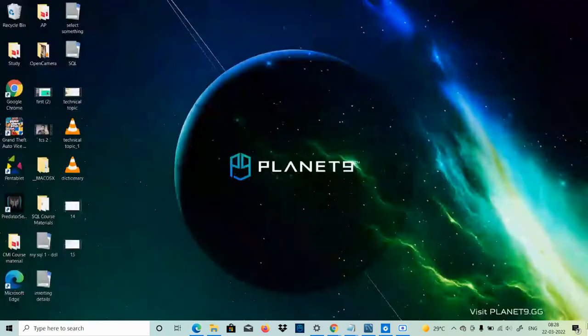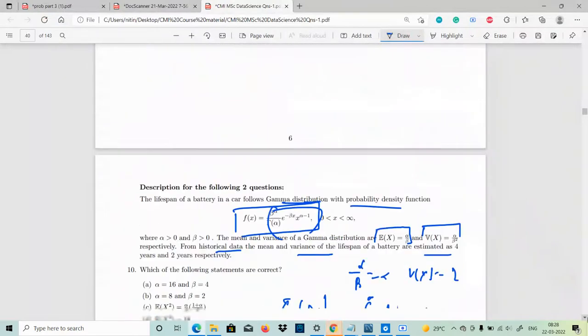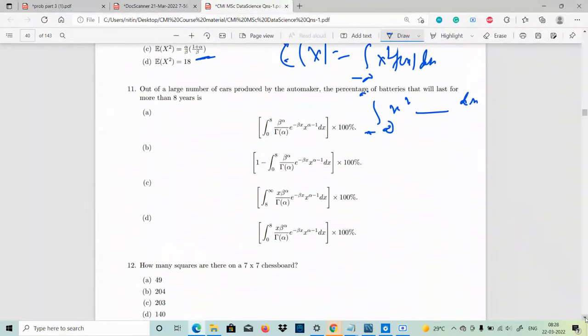We have not studied the gamma distribution yet, but these types of questions will be there, including word problems like this. Out of a large number of cars produced by an automaker, the percentage of batteries that will last for more than 8 years. It means it is asking for the probability of x greater than 8. So the integral will be from 8 to infinity, and whatever the required probability is, this particular thing is going to be true.